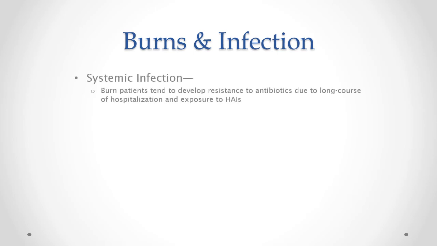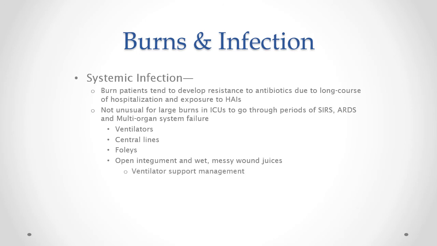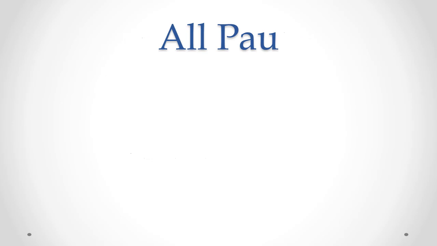So from a systemic perspective, what tends to happen with burn patients is they develop resistance to antibiotics, so they're on multiple courses of antibiotics. It's not unusual for large burns in the ICU to go through periods of systemic inflammatory response, acute respiratory distress, and multi-organ system failure, because they're on ventilators, they have central lines, they have Foleys, and their skin is open, wet, and has lots of messy wound juices. We've got ventilator support management to help with that. We put them on CRRT, which is continuous renal replacement therapy, and we give them multiple antibiotic regimens.